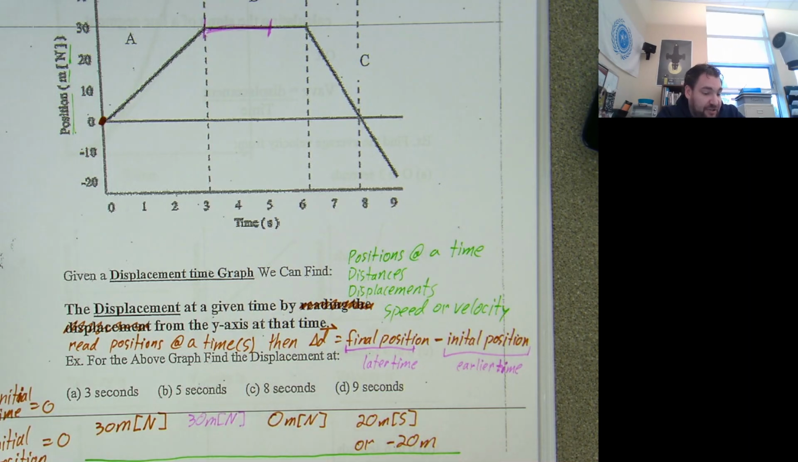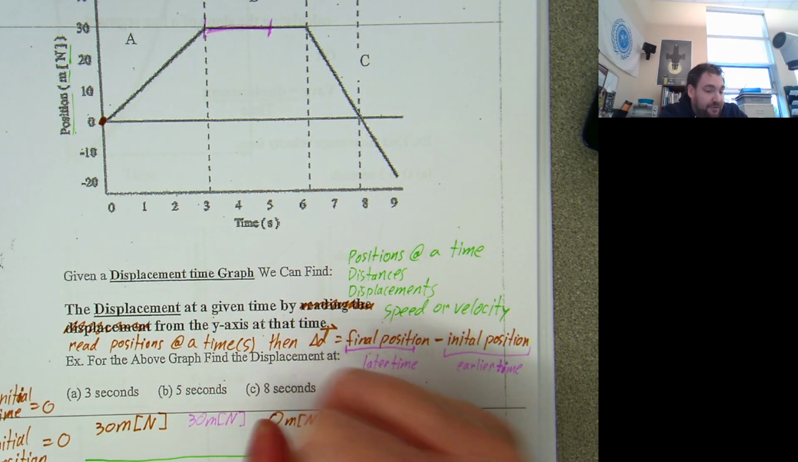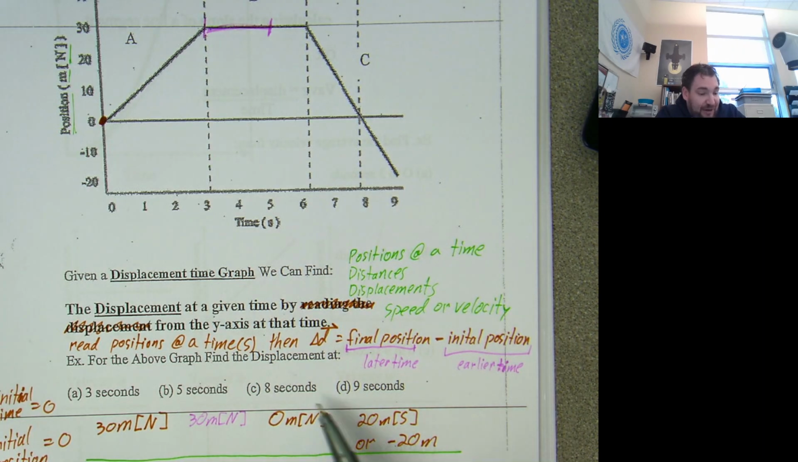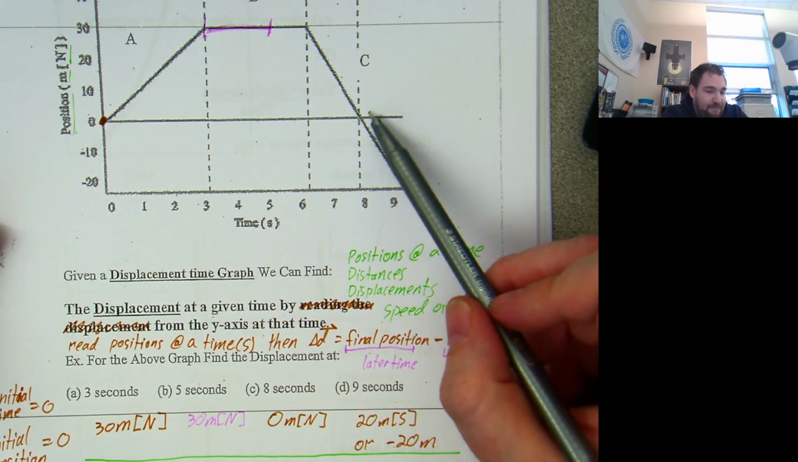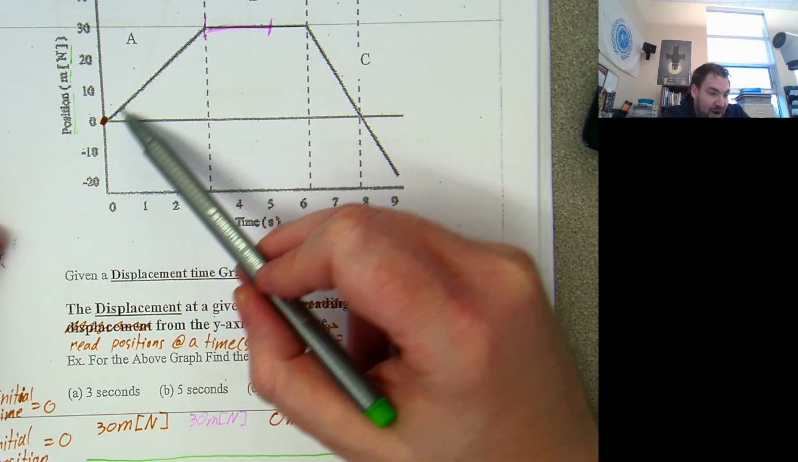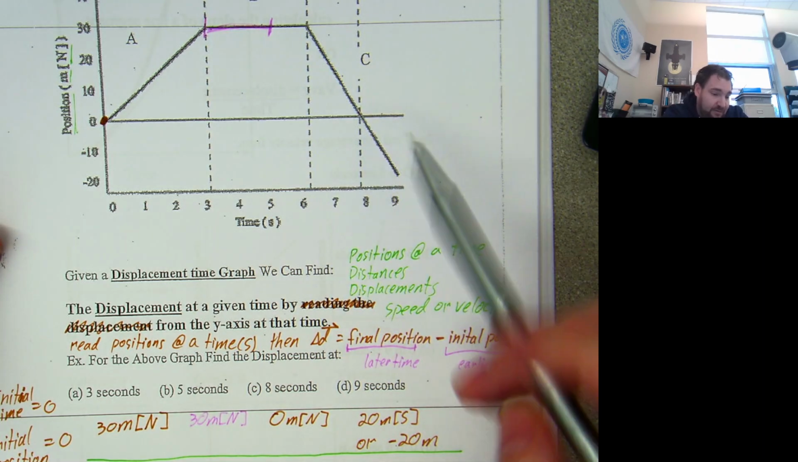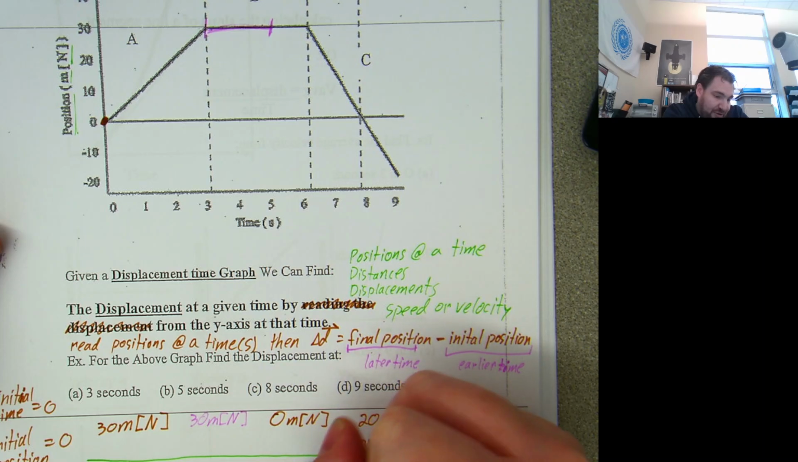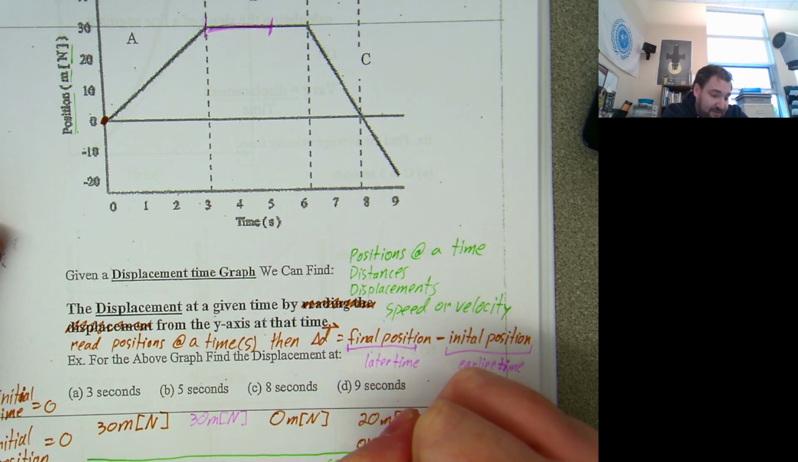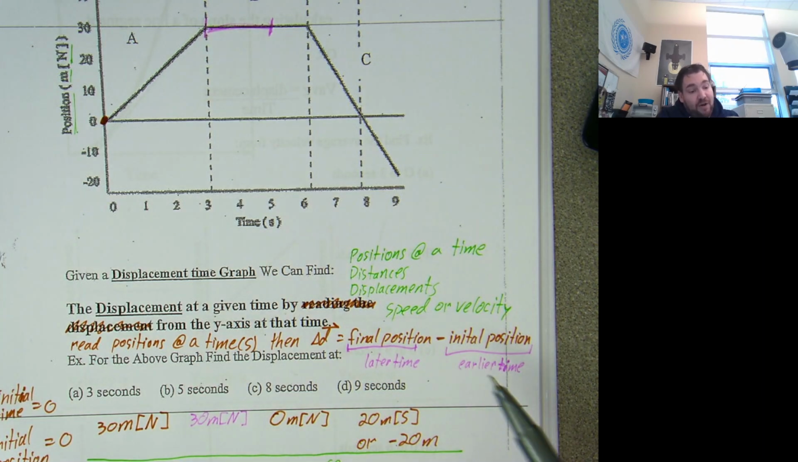After 5 seconds, what's the distance traveled? It still has only covered 30 meters. After 8 seconds, what's the distance traveled? 60. Remember, distances only add. So if after 8 seconds our bug has gone out 30 and then come back 30, 30 plus 30 is going to be 60 meters, because again, distances only add. What's the distance traveled after 9 seconds? It's going to be 80 meters.